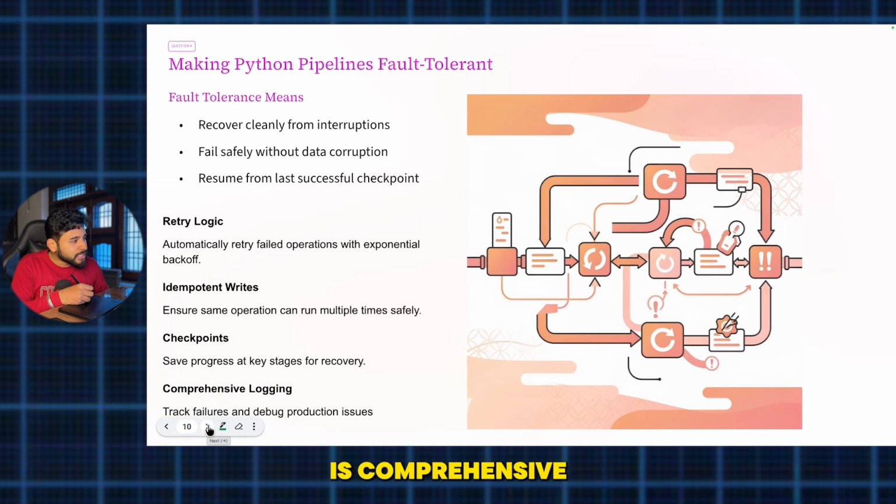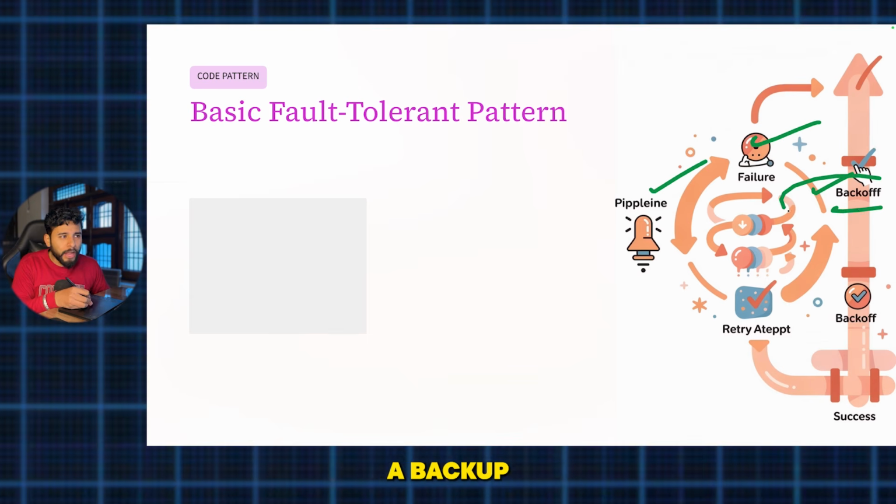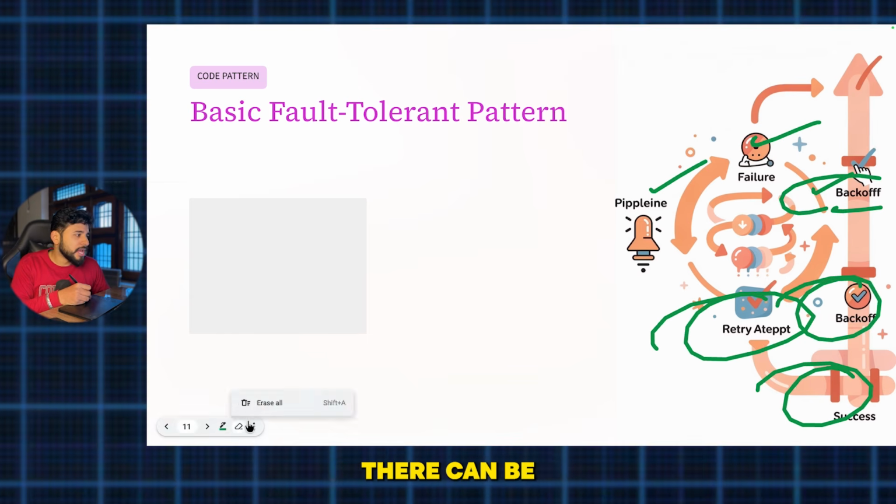Next thing is comprehensive logging. It tracks your failures and debugs production issues. Very important to understand. Next point, right now we were talking about fault tolerance, and there are many patterns to it. Whenever a pipeline fails, there should be a backoff mechanism and a retry attempt, and then only it should succeed. There can be a failure.